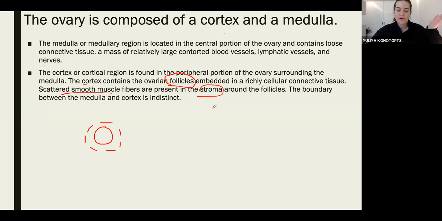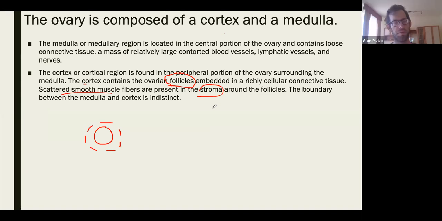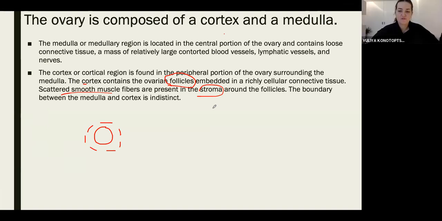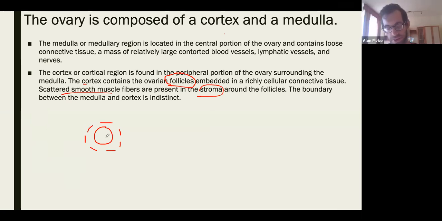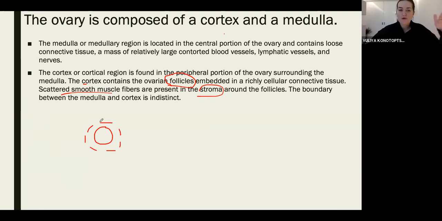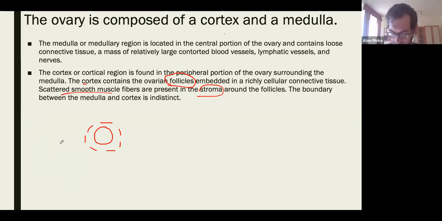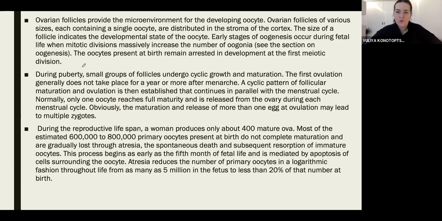So cortex, medulla, where are the follicles? The follicle is in the cortex. What is a follicle? An oocyte surrounded by follicular cells, within the ovary. So we continue. Here we're just talking about what a follicle is: basically an oocyte surrounded by the follicular cells. All of them are distributed in the stroma of the cortex.